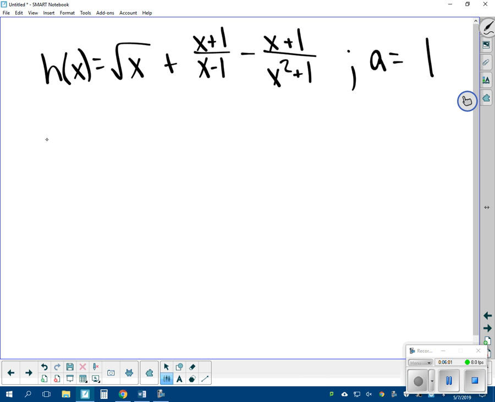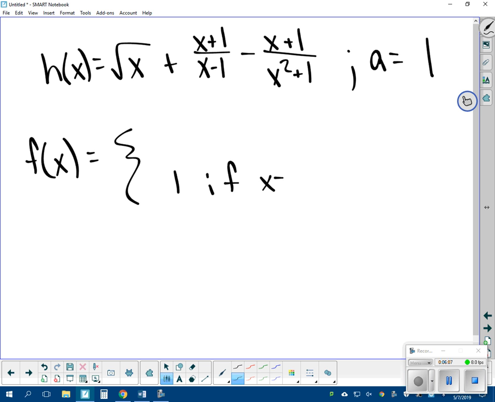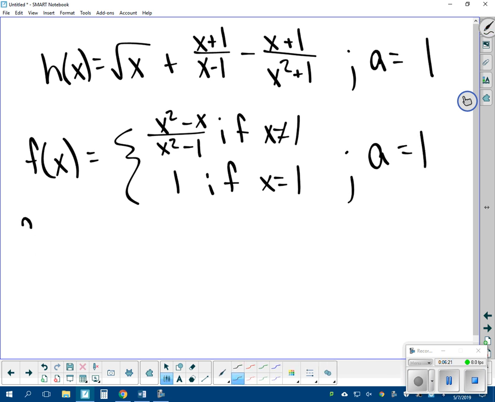So something like this. I don't know how this works out, but we'll see if it is or not. And your a value would be 1. So what is f of 1? 1, because right here it says if your x is 1, which it is, a equals 1, then your output is 1.